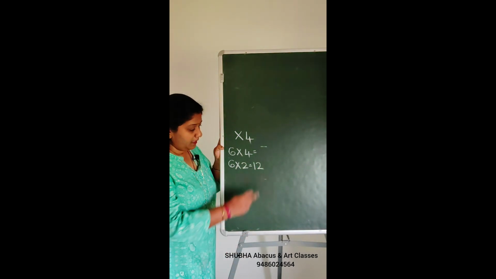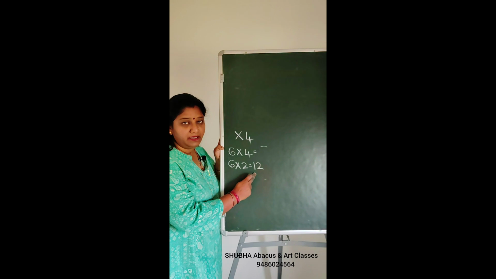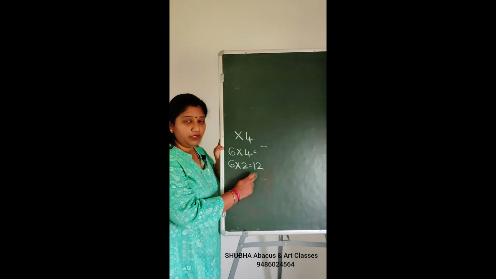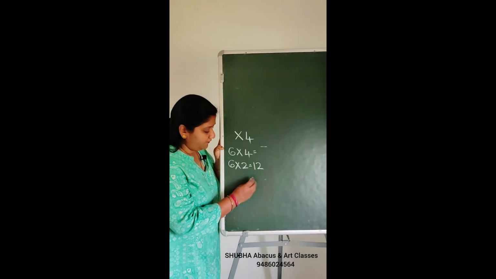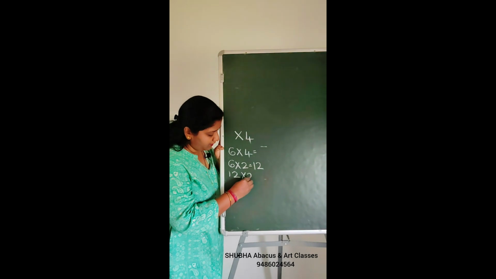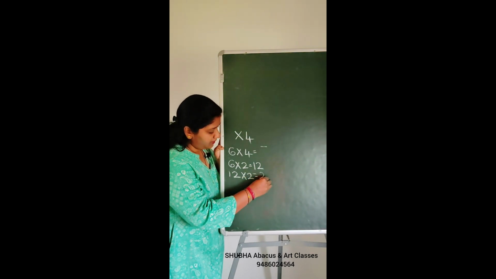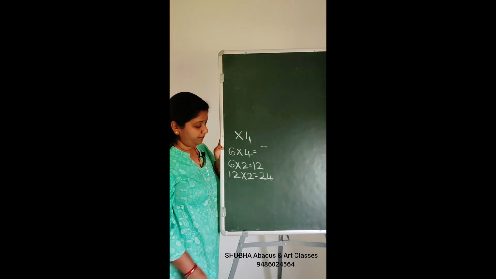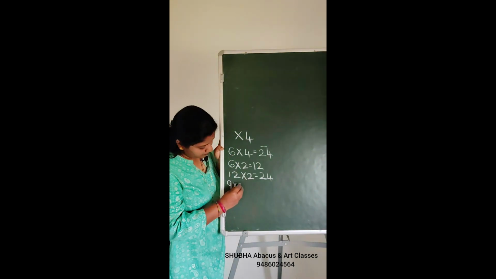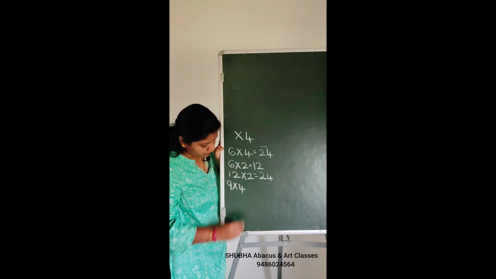12. Now again multiply by 2. 12 multiplied by 2, or you can double the 12. I am taking 12 over here and multiplying by 2 again. So the answer will be 24. 6 4s are 24.